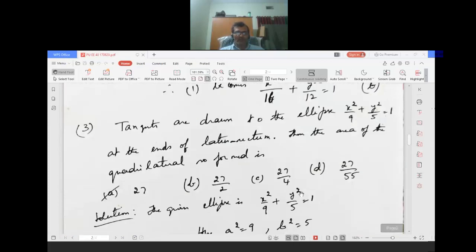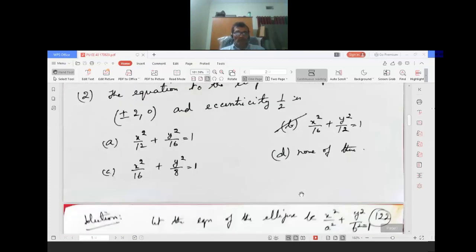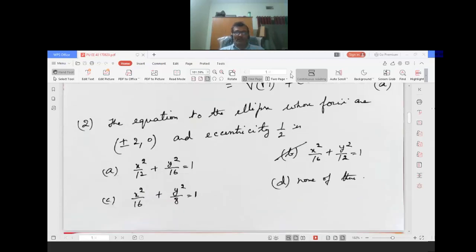So now we go to the second question. Always you have to understand the question first. The equation to the ellipse whose foci are plus or minus 2 comma 0 and eccentricity half. So we have to find the equation of the ellipse whose foci are plus or minus 2 comma 0 and eccentricity is half.